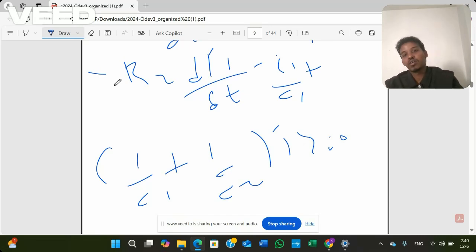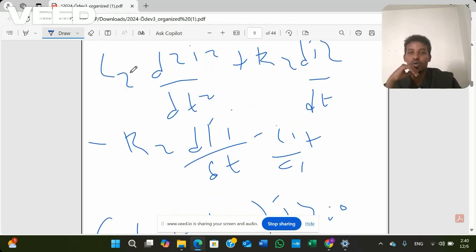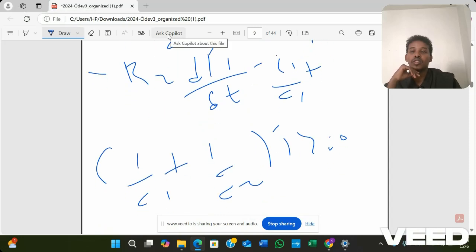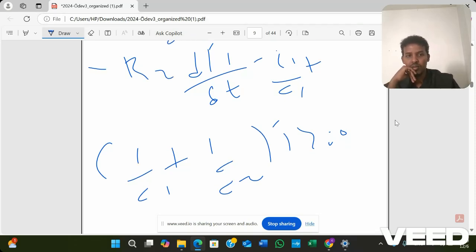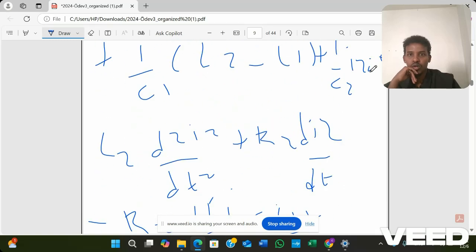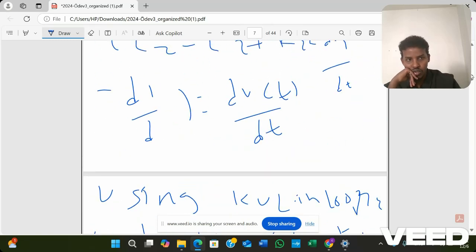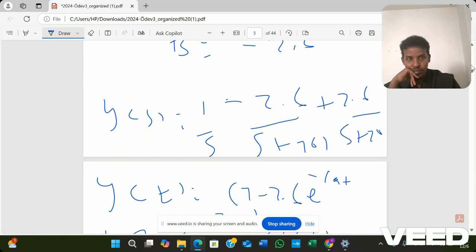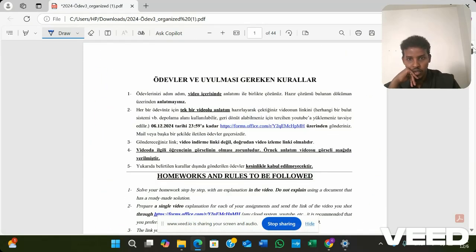Okay, adding the second equation for L1 and L2. L2 is this equation. I get this equation: minus R2 over dL1 over dt, I1 over C1, 1 over C1 plus 1 over C2 I2 is 0. Adding this for equation 2, I'll look for equation 3. Equation 3 will be the block diagram.